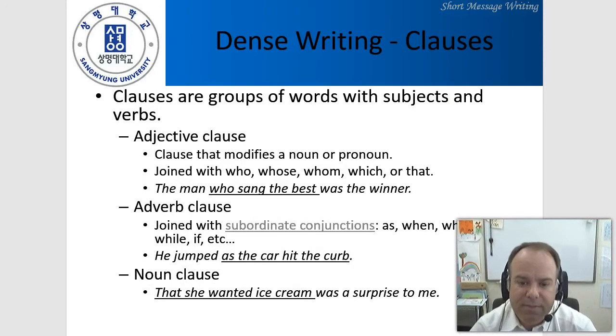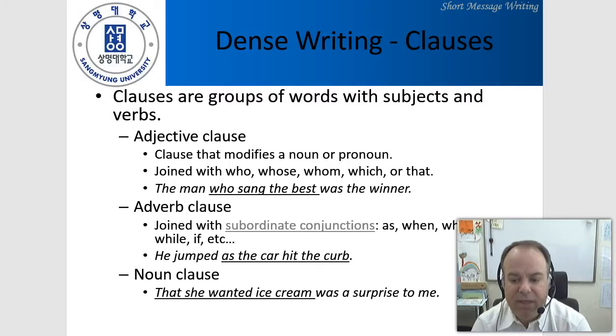The last one here are clauses. Now, clauses, of course, are phrases that contain a subject and a predicate. So you have an adjective clause, a clause that modifies a noun or a pronoun, and it's joined with who, whose, whom, which, that. So the man who sang the best was the winner. Right? So who sang the best describes the man. That's why it's an adjective. Adverb clause is joined with subordinate conjunctions, as, when, where, while. So he jumped as the car hit the curb. So as the car hit the curb, of course, is describing when or how he jumped, right?